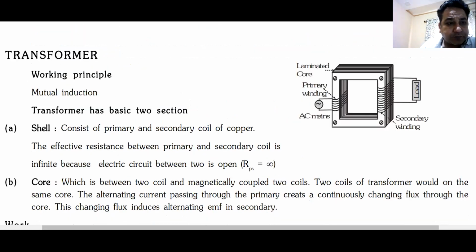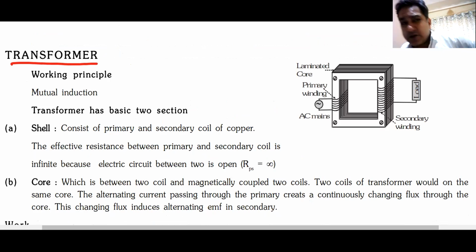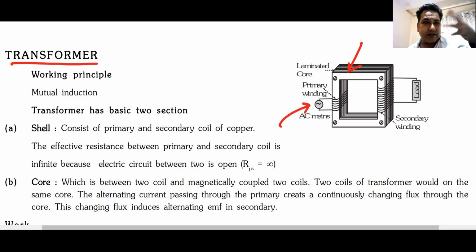Okay. Before ending today's class, we'll just finish this small concept of transformer. Very simple concept. There are questions sometimes which have come in JEE on transformer. A transformer has this laminated core made up of soft iron. Then you have this primary; alternating current is fed to the primary. Number of turns in the primary and number of turns in the secondary are not the same.